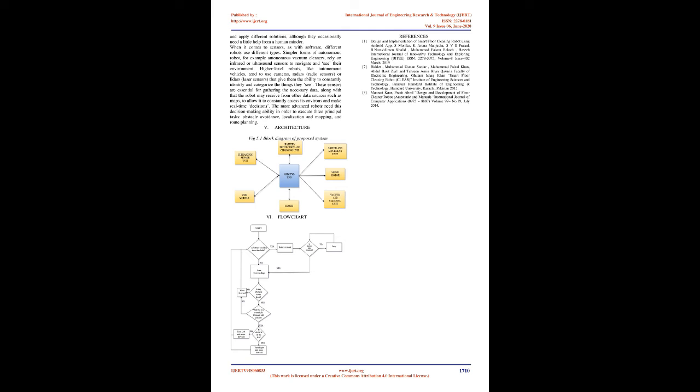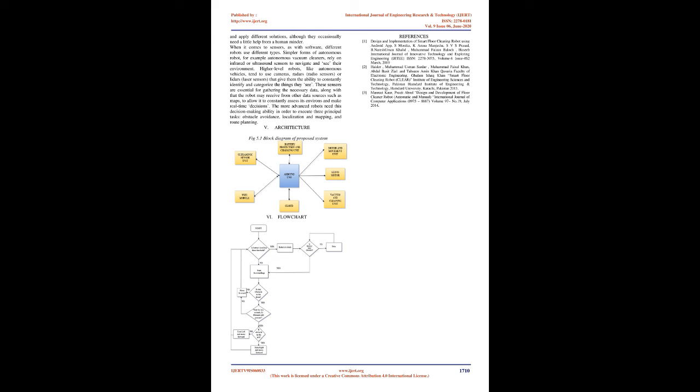The robot must be able to deal with these changes and apply different solutions, although it occasionally needs a little help from a human minder. When it comes to sensors, as with software, different robots use different types. Simpler forms of autonomous robot, for example autonomous vacuum cleaners, rely on infrared or ultrasound sensors to navigate and see their environment. Higher-level robots, like autonomous vehicles, tend to use cameras, radars, radio sensors, or lidars, laser sensors, that give them the ability to constantly identify and categorize the things they see.